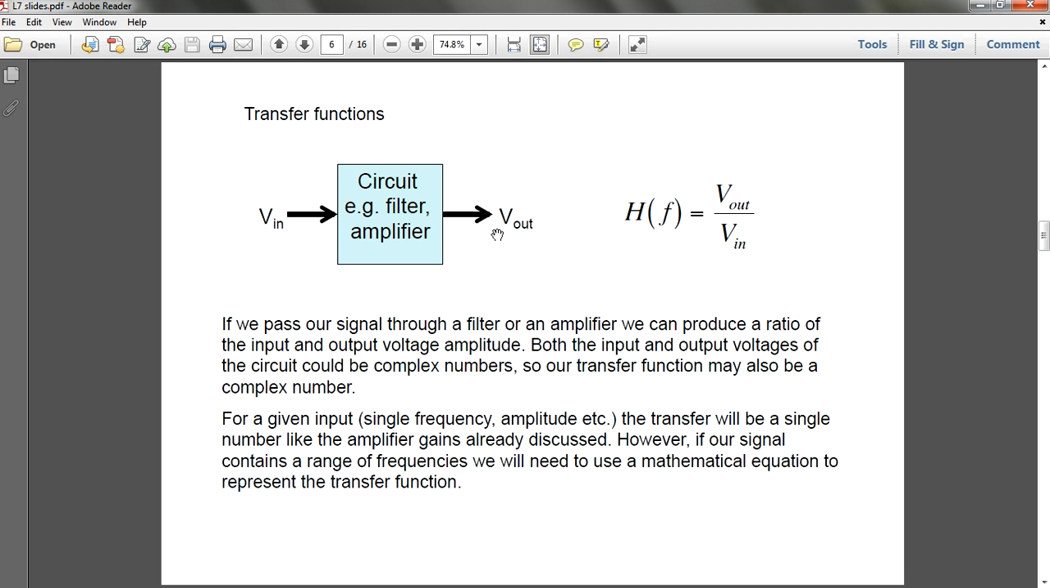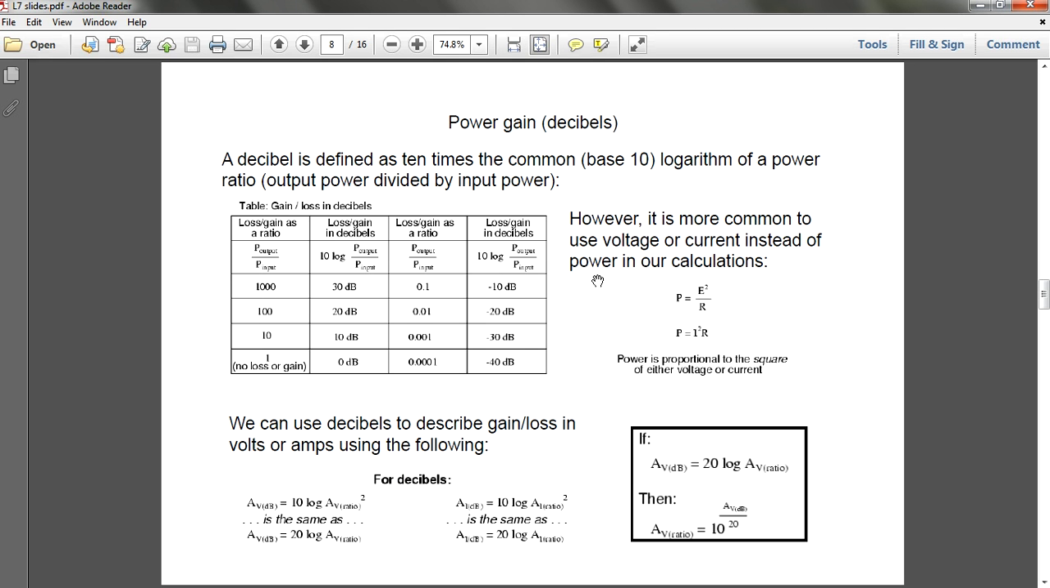So I cleared away the transfer function last video. Now we talk about the power gain in decibels. You just need to remember this one. This is related to the gain bandwidth.